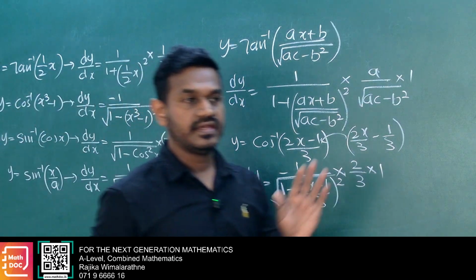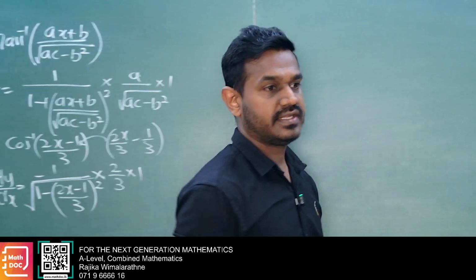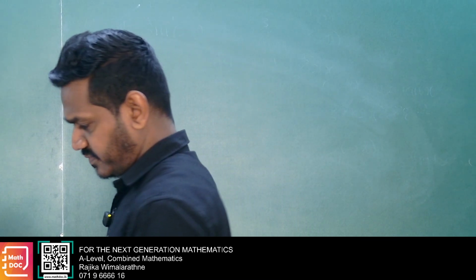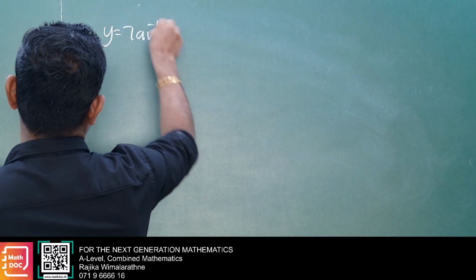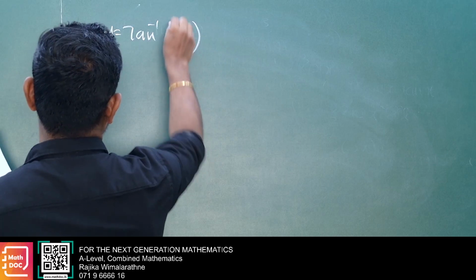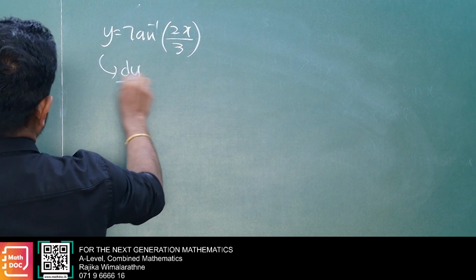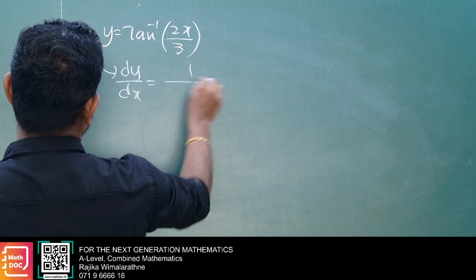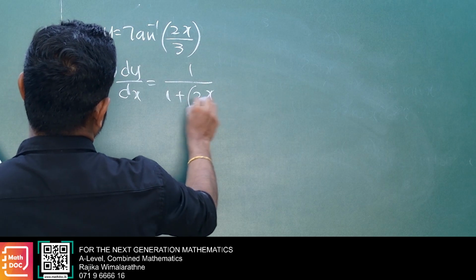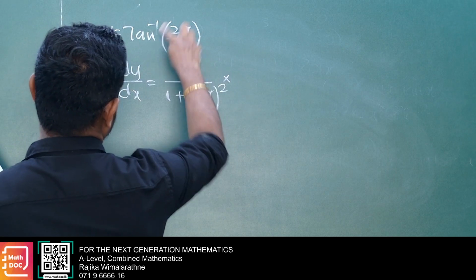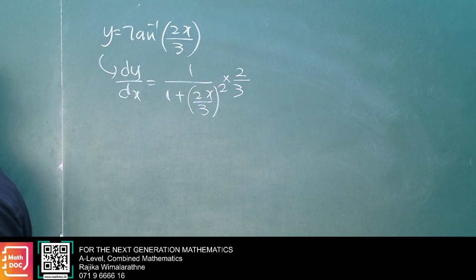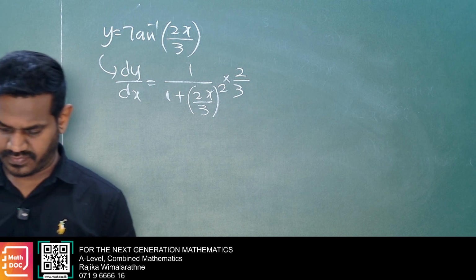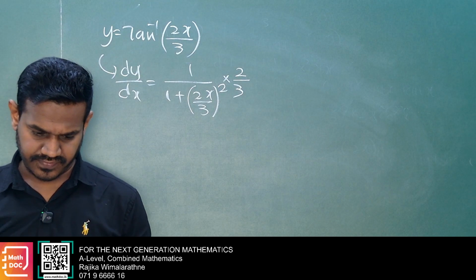Okay, then the last one, check your answers. y equal tan inverse 2x by 3. Then dy by dx, the tan inverse derivative is 1 over 1 plus (2x by 3) squared, into the derivative of 2x by 3, which is 2 by 3.